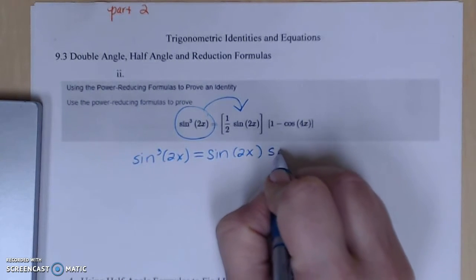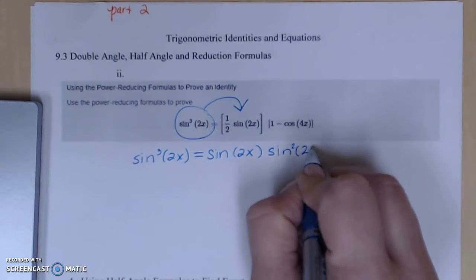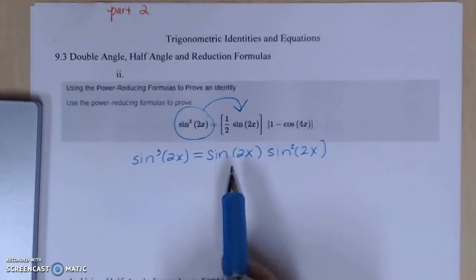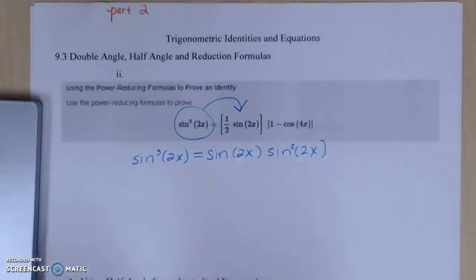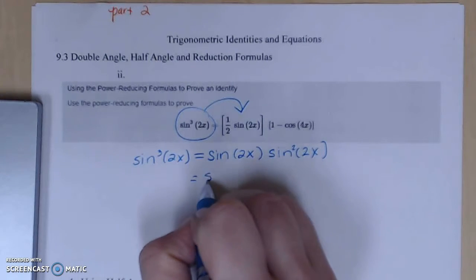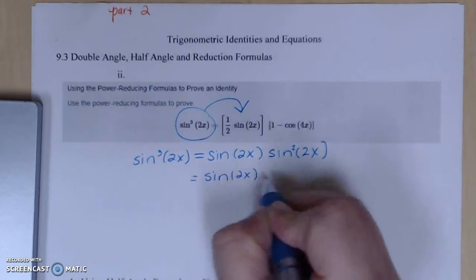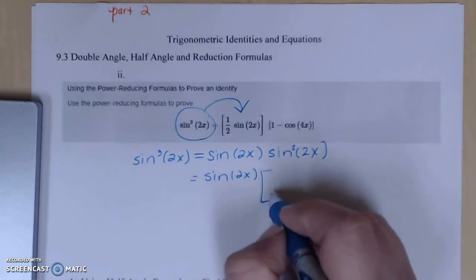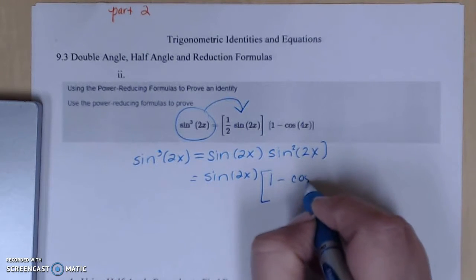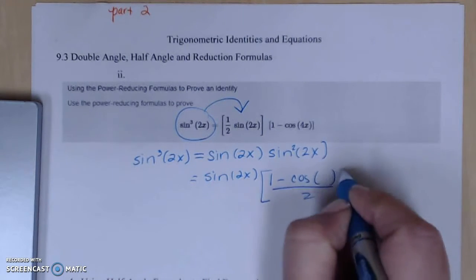So I'm going to have sine times sine squared. And so you can see that to the first power times squared would give me back the cubed. And in doing this, I'm just going to leave this sine 2x out front. This sine squared, I'm going to use the power reduction formula. And so this would give me 1 minus cosine over 2.